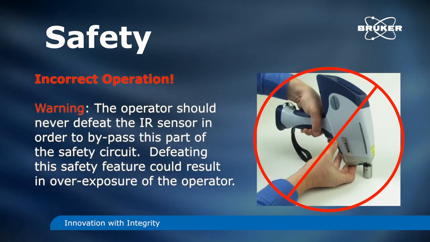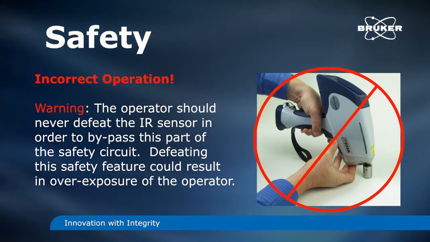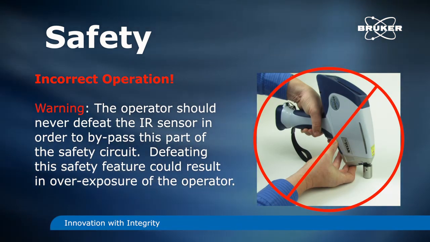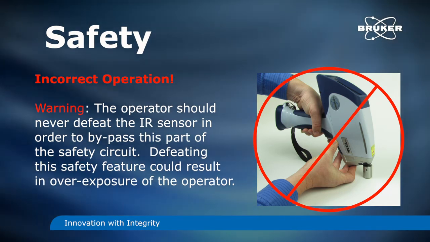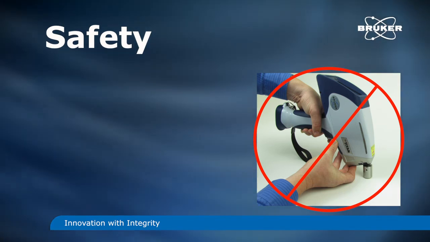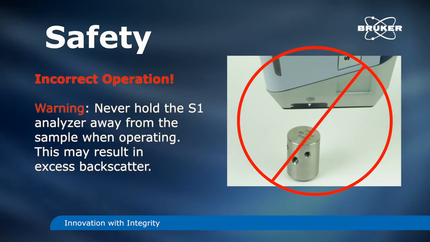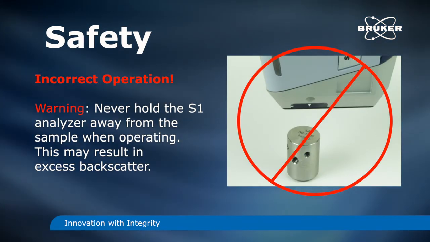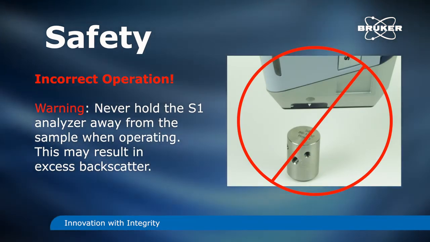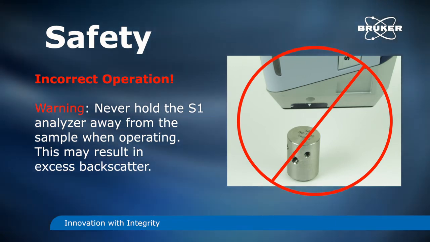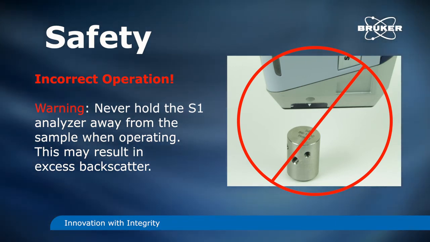The operator should never defeat the IR sensor in order to bypass this part of the safety circuit. Defeating this safety feature could result in the overexposure of the operator. Place the S1 analyzer in contact with the sample whenever operating. Holding the analyzer away from the sample will result in excessive backscatter.